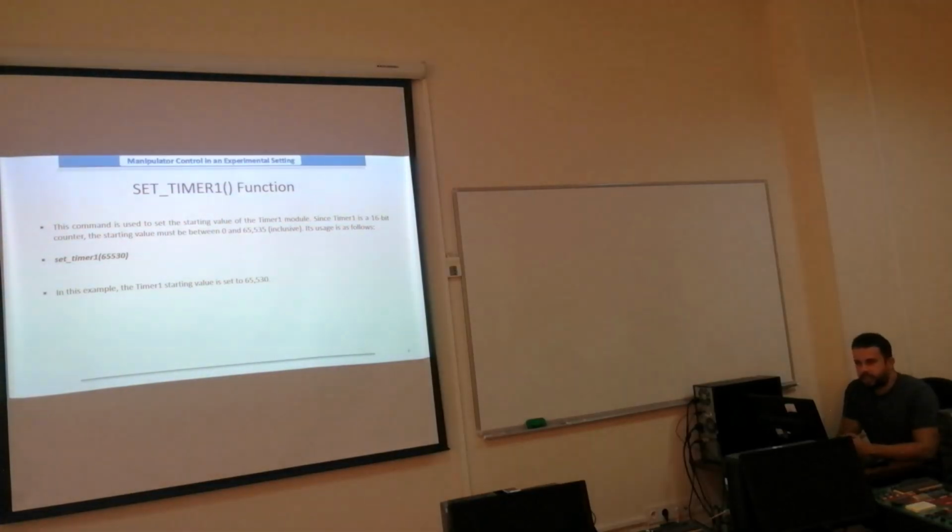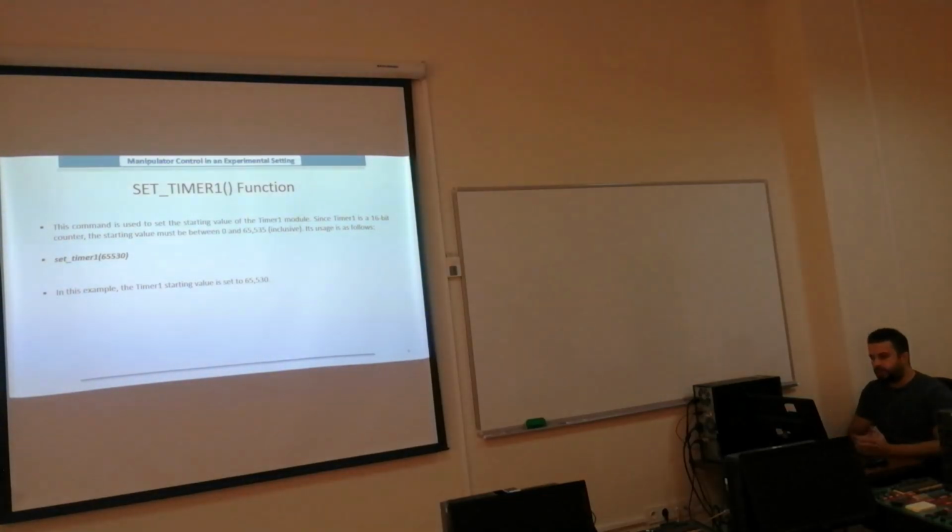Set timer 1 function. This command is used to set the starting value of the timer 1 module. Since timer 1 is a 16-bit counter, the starting value must be between 0 and 65,535. This usage example is also given. In this example, the timer 1 starting value is set to 65,530.